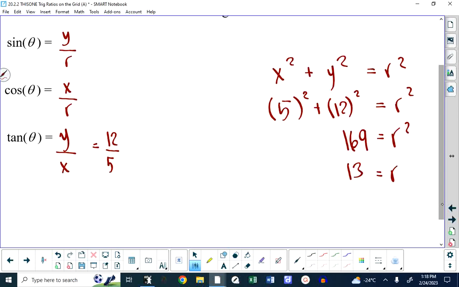Oh, this is simple. Y is 12, r is 13. X is 5, r is 13. We're done. Those are the trigonometric ratios. Any questions with that example?